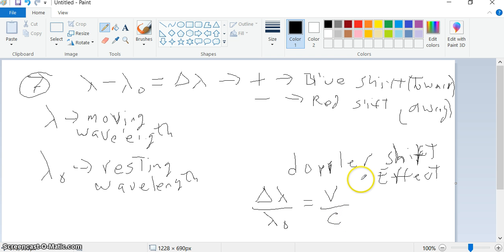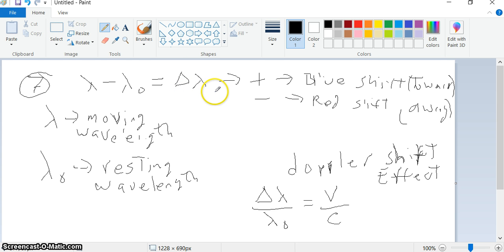It works also for sound waves and any other type of wave phenomena, and so the velocity down here in the denominator would be the velocity in the medium when there's no motion between the observer and the source. This is specifically for light because that's what we deal with in astronomy. So you've got lambda minus lambda naught, where lambda sub 0 or lambda naught is the rest wavelength, and this is the change in the wavelength.